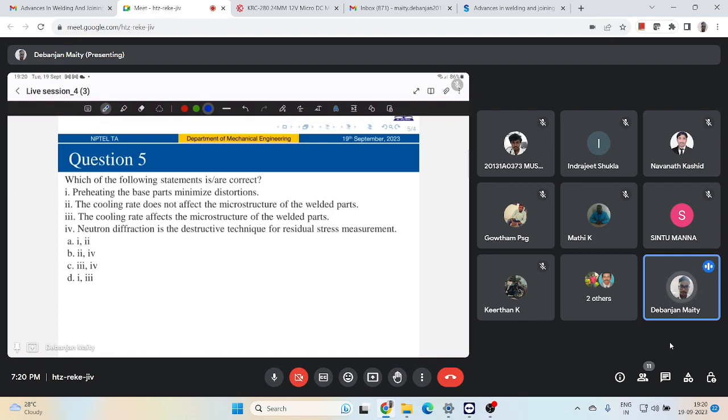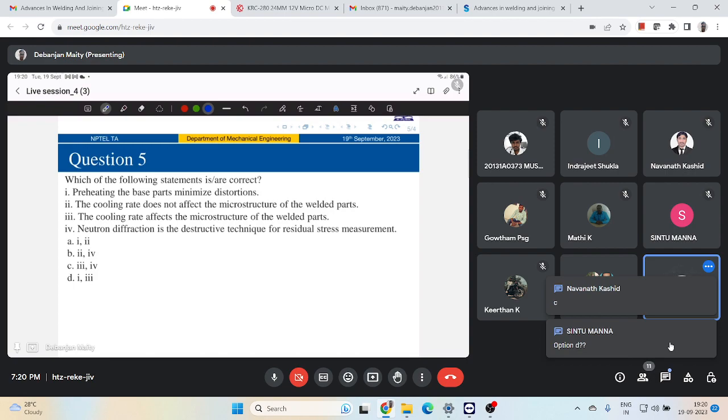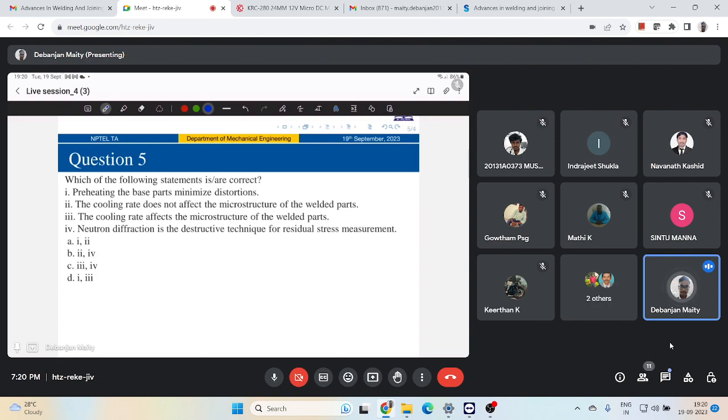I was told that preheating the base part minimizes distortion. That is true. Cooling rate, of course, affects the microstructure of the welded part. That is also true. 1 and 3. Yeah, D is correct. Neutron diffraction is not a destructive technique.